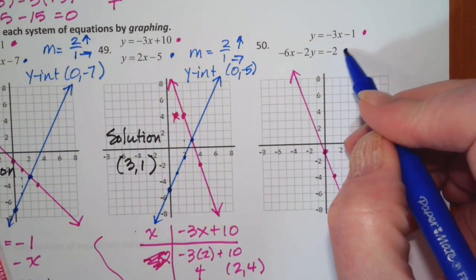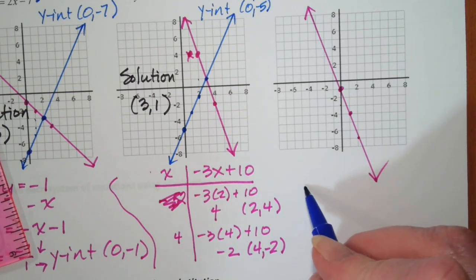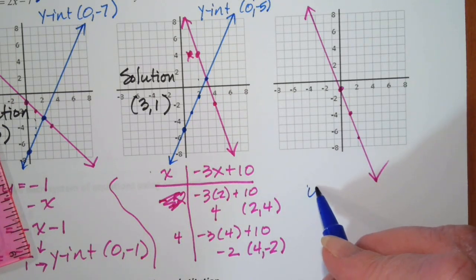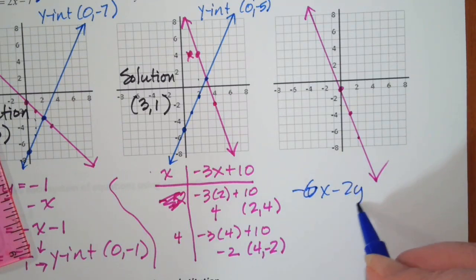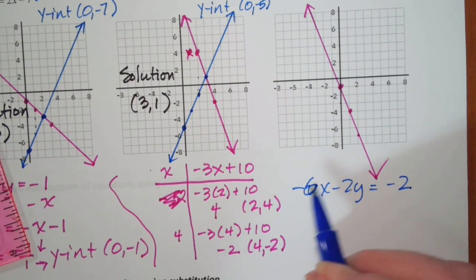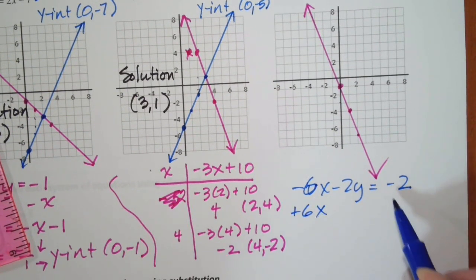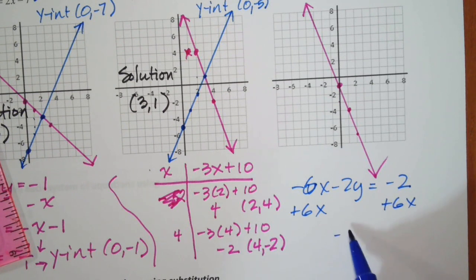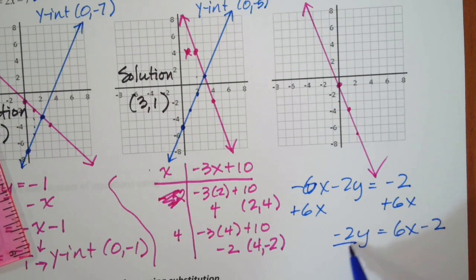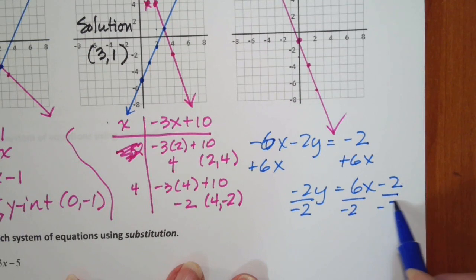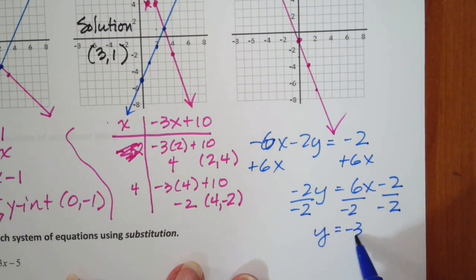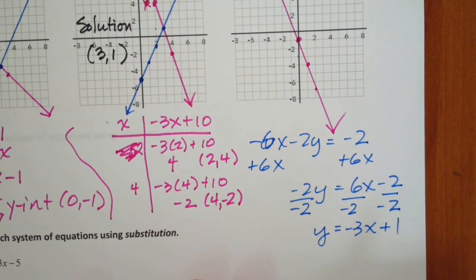This equation I'm going to put in slope-intercept form. So I have negative 6x minus 2y is equal to negative 2. Add 6x to both sides, divide everything by -2, and I get y is equal to -3x plus 1.